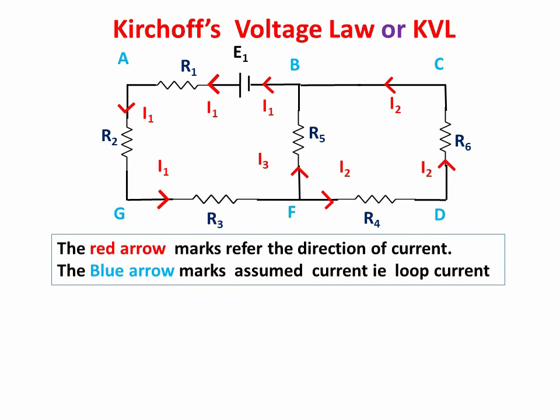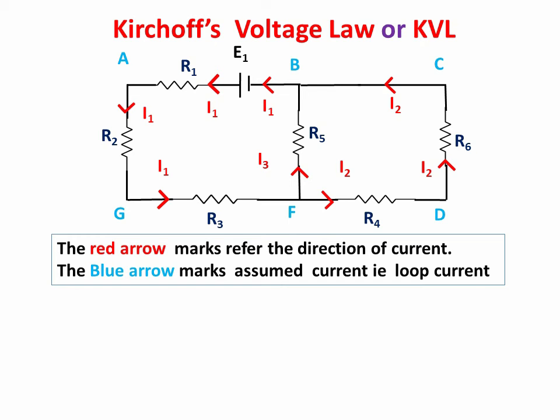Here the red arrow marks refer to the direction of current. The current always flows from the positive terminal of the battery to the negative terminal of the battery. So look at the current from the positive terminal of the battery E1: it reaches A through R1, reaches G through R2, and reaches F through R3. Here the same current is passing up to the F junction.